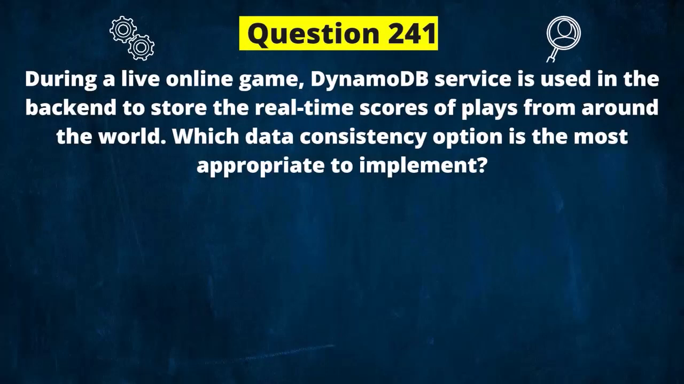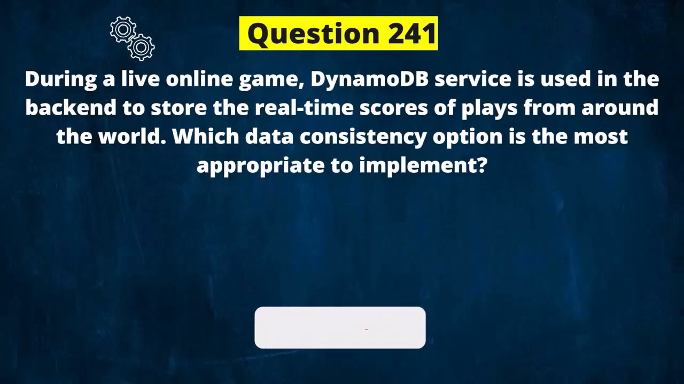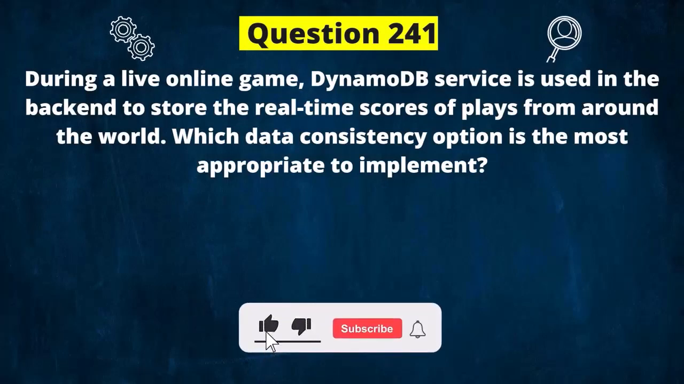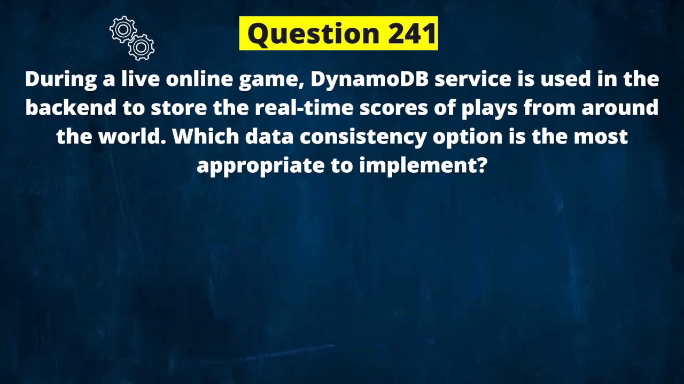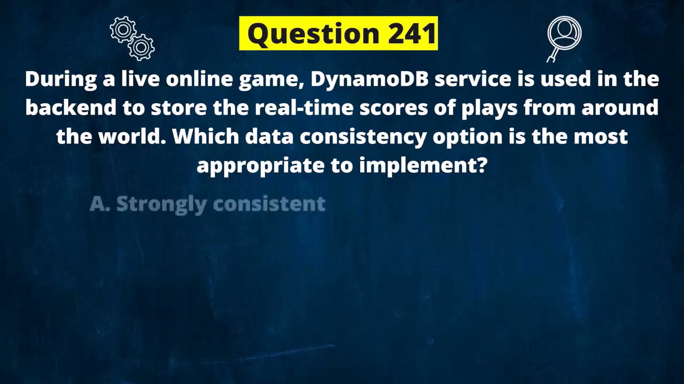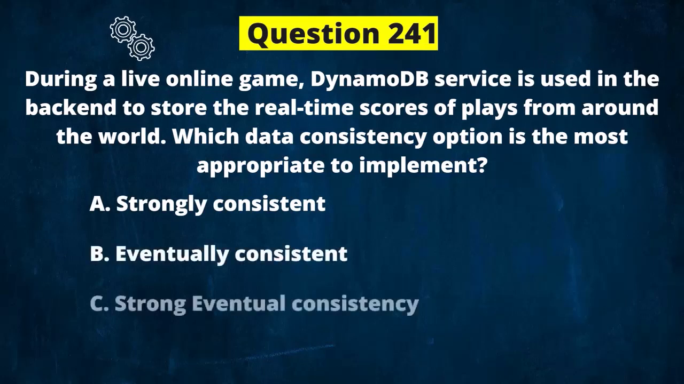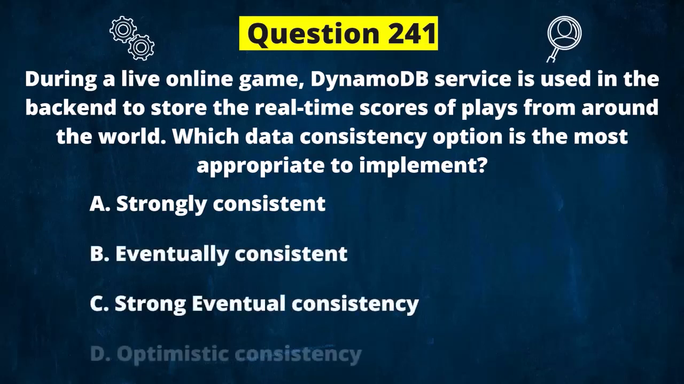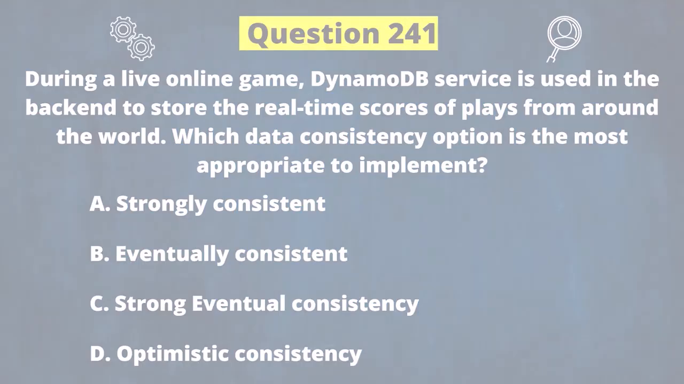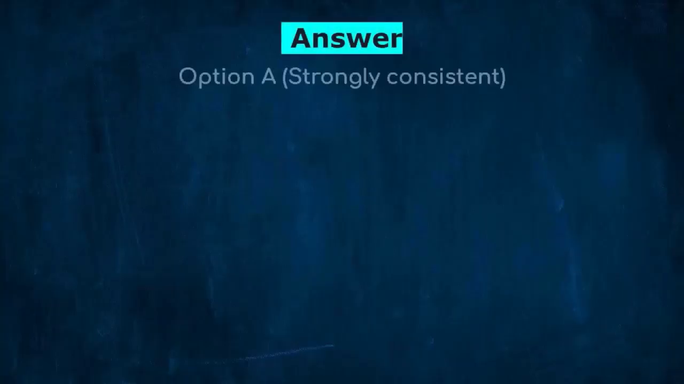Next question. During a live online game, the DynamoDB service is used in the backend to store the real-time scores of players from around the world. Which data consistency option is the most appropriate to implement? And the options are A. Strongly consistent, B. Eventually consistent, C. Strong eventual consistency, D. Optimistic consistency. And the correct answer is option A.